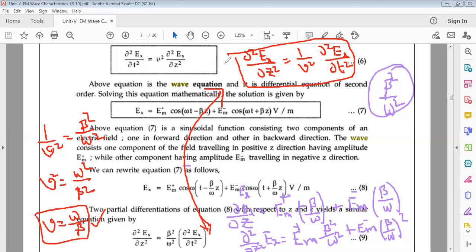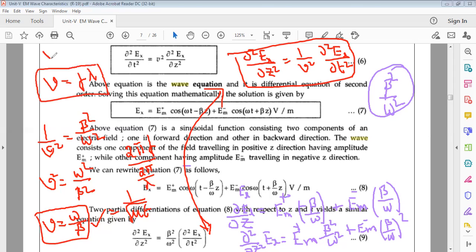Okay. Now we got v in terms of the constants, under root of μ epsilon, and here it is v equal to ω/β. What is the ω? 2πf. What is the β in terms of λ? 2π/λ. 2π gets cancelled. Another relation is there for v: v is equal to fλ.